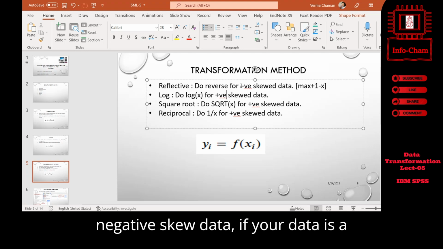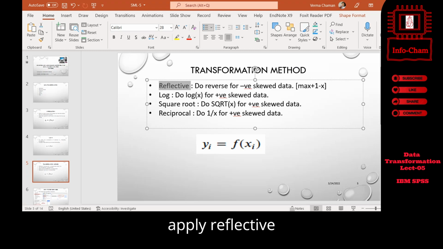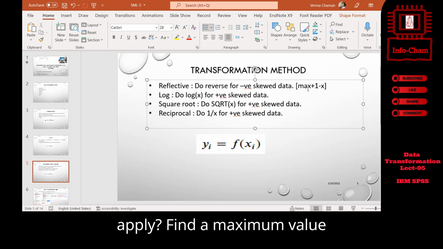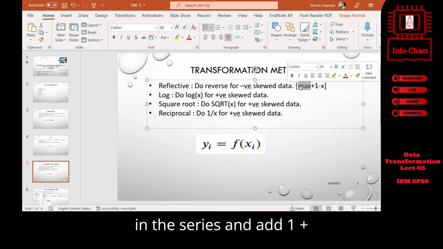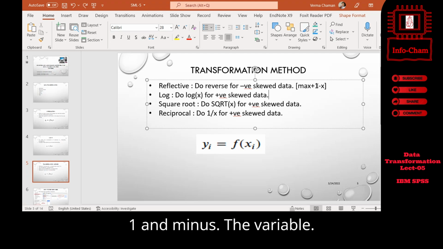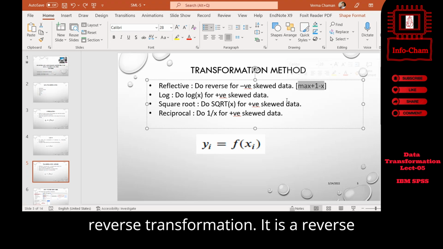Okay, for negatively skewed data, apply a reflective transformation. How can we apply it? Find the maximum value in the series, add 1, and subtract the variable. So this is the formula to apply the reverse transformation. It is a reverse transformation.